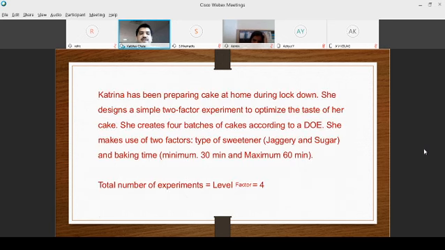Let me take the example. Let's first have a discussion on hand calculation, then I'll be going for software. Katrina has been preparing the cake at home during lockdown. She designs a simple two-factor experiment to optimize the taste of the cake. She creates 4 batches of the cakes according to design of experiment. She makes use of 2 factors, type of sweetener and baking time.